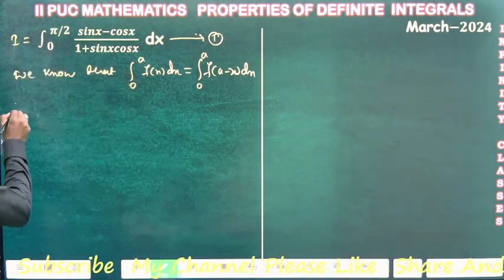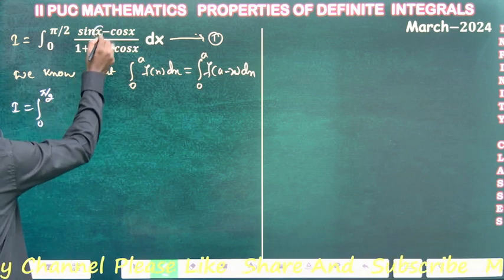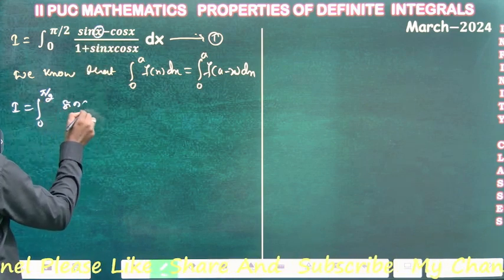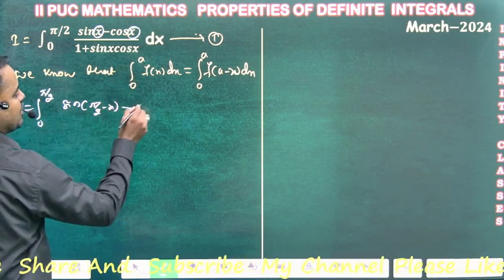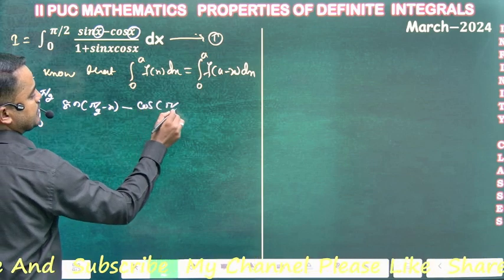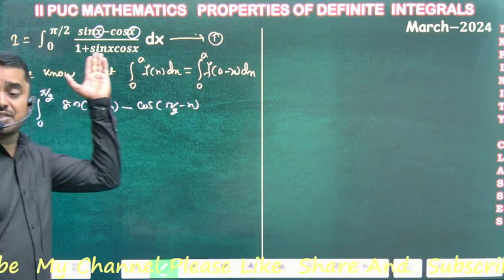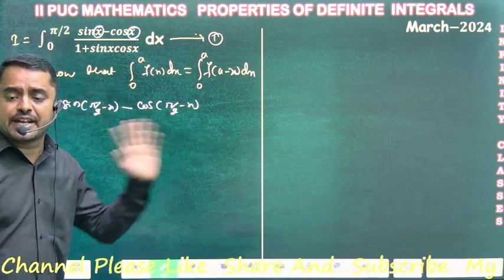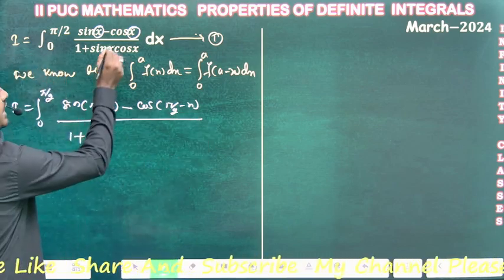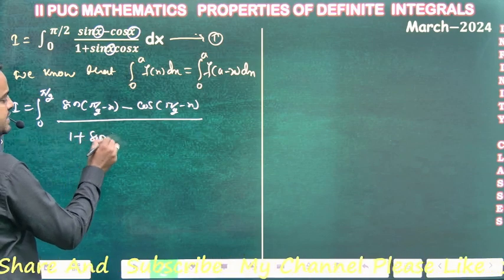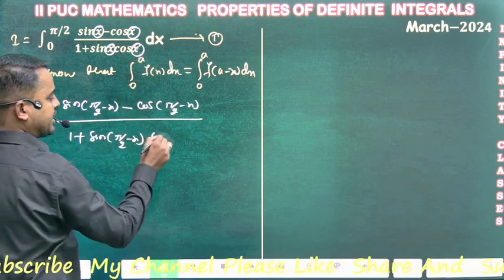Next one, that is I is equal to 0 to 5 by 2. Now x changed to what? 5 by 2 minus x. Sin 90 minus x, minus cos 90 minus x, because we are applying the property, a minus x in the place of x, and a here is 5 by 2, that is 5 by 2 minus x. Divided by again 1 plus, again here x changed to sin 90 minus x. Here also x changed, cos 90 minus x.